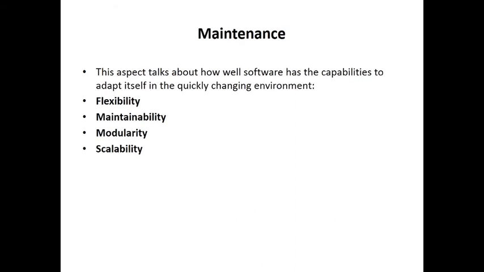Then maintenance. Now what is required for maintenance? Your software must be flexible, it must not be rigid. If it is rigid, you cannot make the changes, right? So it must be flexible. For maintenance, maintainability must be there. There is a scope of change. It's not that closed boundaries are there and you cannot make the change. It must be maintainable in nature.